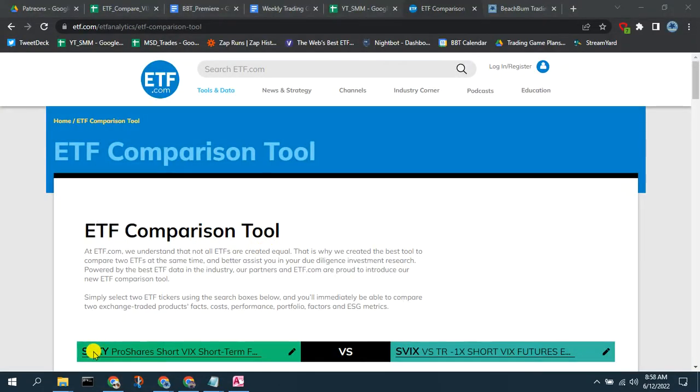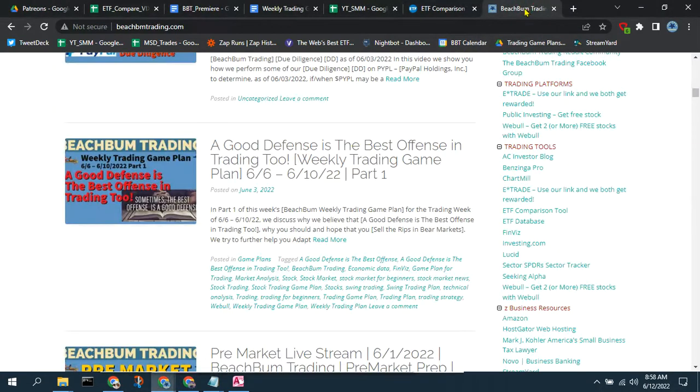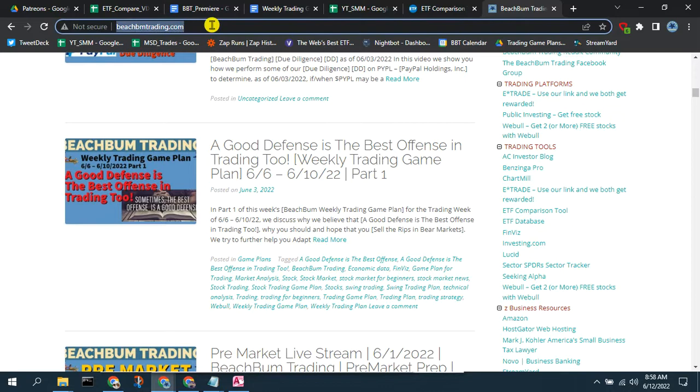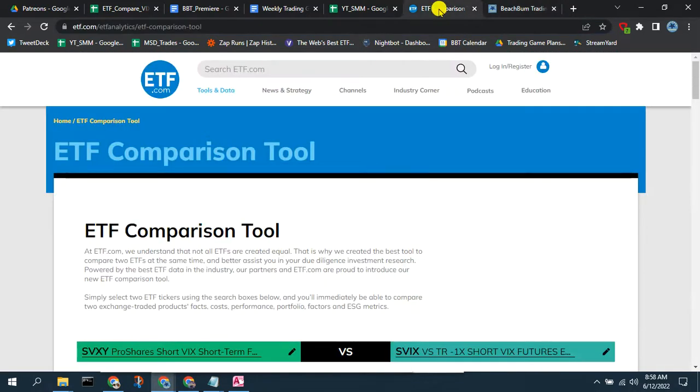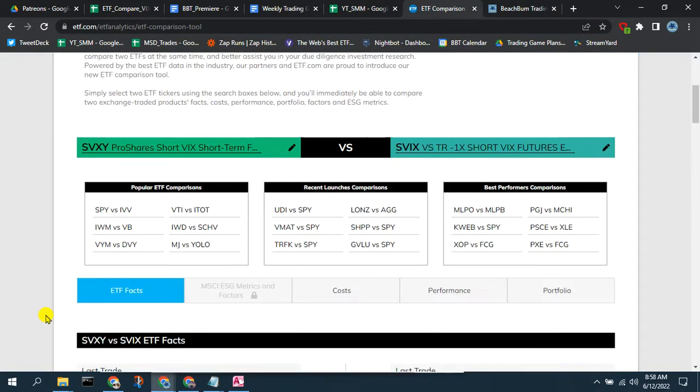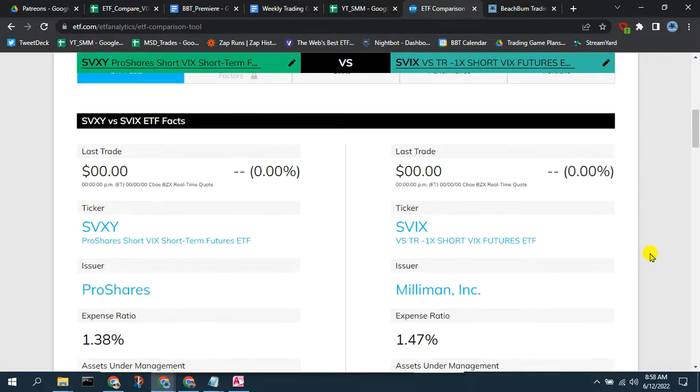Okay, let's compare the SVXY ProShares Short VIX Short-Term Futures ETF to the SVIX, the minus 1x short VIX futures ETF, using the ETF Comparison Tool. And you can find a link to this ETF Comparison Tool on our homepage in the links section under Trading Tools. Our homepage is beachbumtrading.com, bum without the U. If we enter SVXY on one ETF versus SVIX, we can look at a comparison directly between those two using this ETF Comparison Tool.